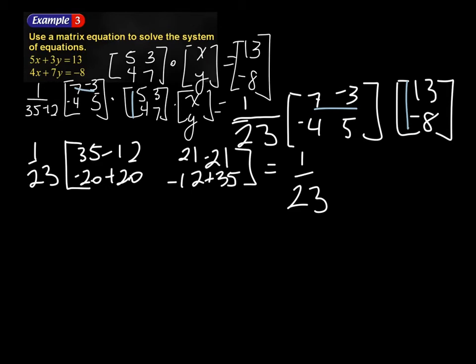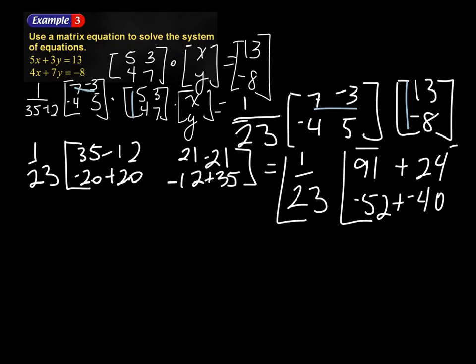So we've got 7 times 13 is 91, plus negative 3 times negative 8 is positive 24, and negative 4 times 13 is negative 52, 5 times negative 8 is negative 40, and, oops, put the bracket in the right place, and all we have left to do is our adding and subtracting.